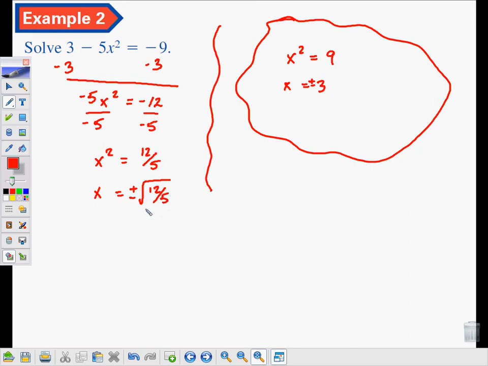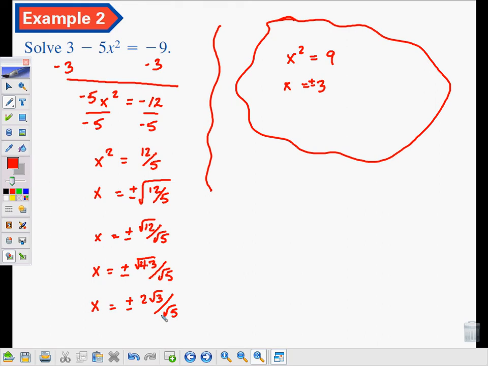Now remember back to our last video, and we had that quotient property. I can bust this up into x equals the positive or negative square root of 12 over the square root of 5, which then gives me x equals positive or negative square root of 4 times 3 over the square root of 5, which is then equal to, lots of simplification here, positive or negative 2 square roots of 3 over the square root of 5. Are we done? No, we're not.